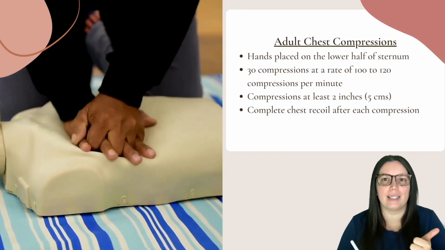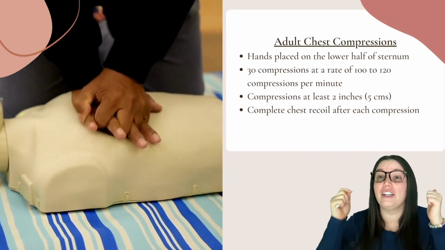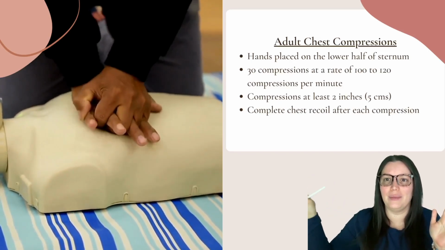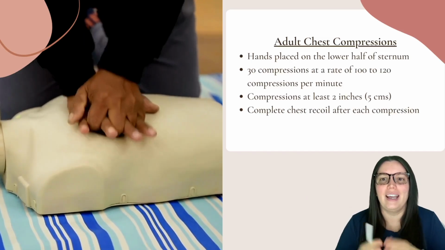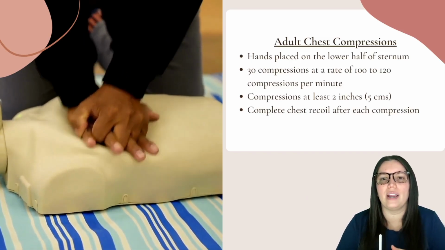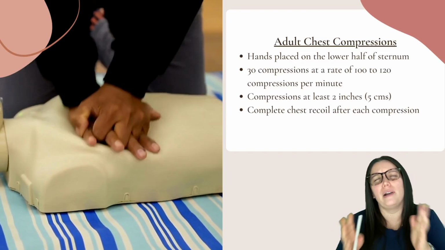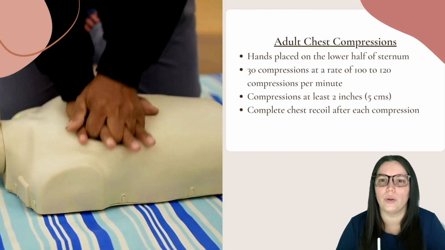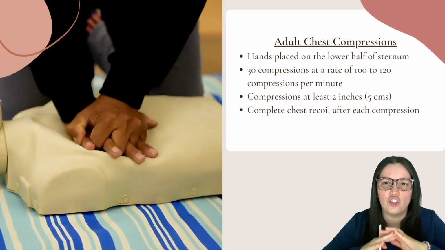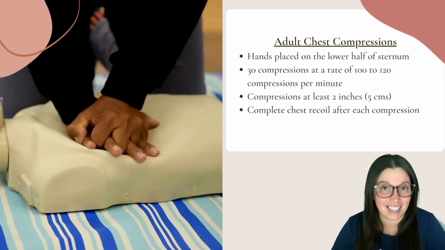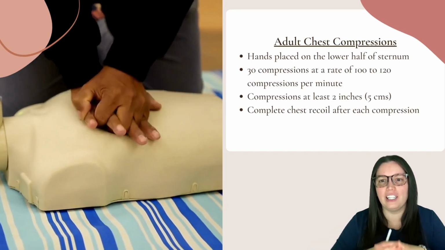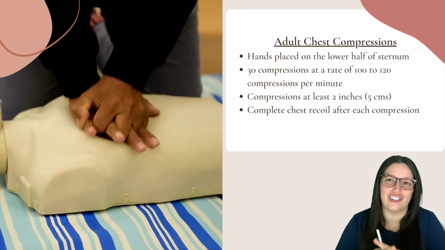We begin with chest compressions, and with the adult, we want to make sure that we are performing high quality chest compressions, as you can see behind me in this image. Hands should be placed on the lower half of the sternum, and you should be giving 30 compressions at approximately 100 to 120 compressions per minute. You want to make sure that you're compressing down at least 2 inches or 5 centimeters on the adult. That might be on your test. And you also want to allow complete chest recoil after each compression.